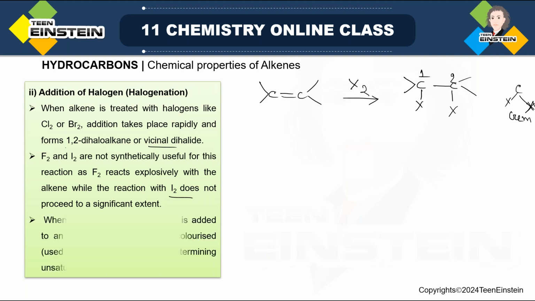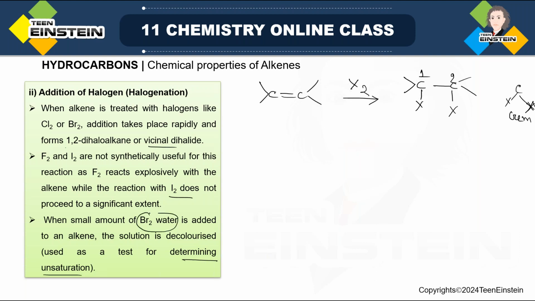Now, one more interesting thing is that this reaction can be used as a test for determining unsaturation. And that you can do only with bromine water, because bromine water has a specific color, which is a reddish brown type of color. When you are suspecting that your organic sample may contain some C=C double bond, not just double bond, it may be a triple bond also. So that is why it is mentioned here as unsaturation, not just C=C double bond. But now we are talking about alkene, so let's focus on it.